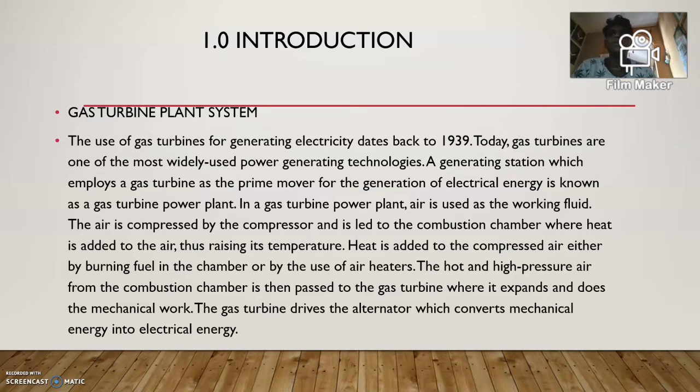The air is compressed by the compressor and is led to the combustion chamber where heat is added to the air, thus raising its temperature. Heat is added to the compressed air either by burning fuel in the chamber or by the use of air heaters. The hot and high pressure air from the combustion chamber is then passed to the gas turbine where it expands and does the mechanical work. The gas turbine drives the alternator which converts mechanical energy into electrical energy. So this is the definition of gas turbine plant system.